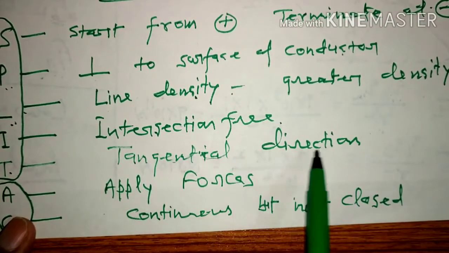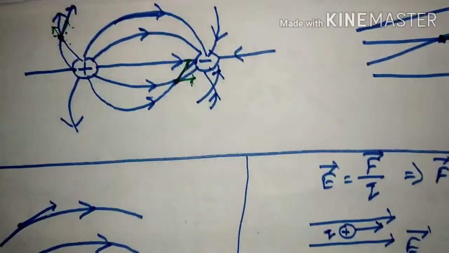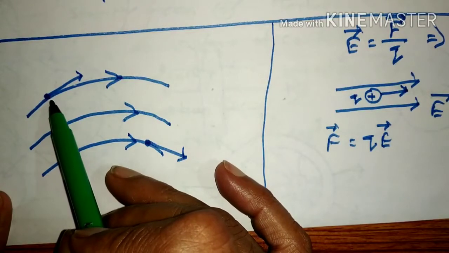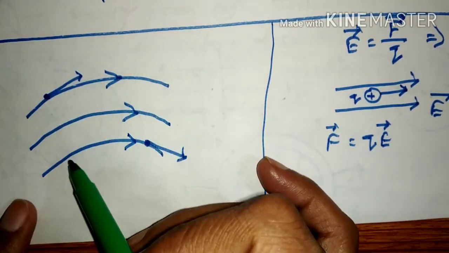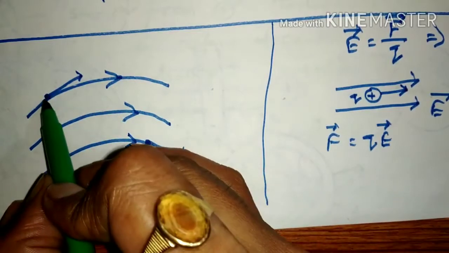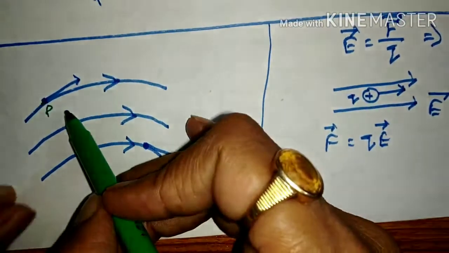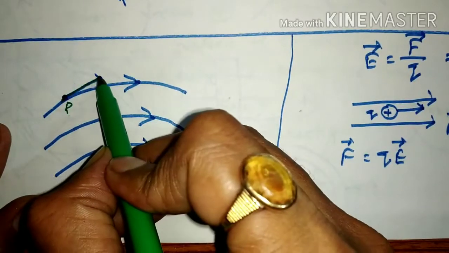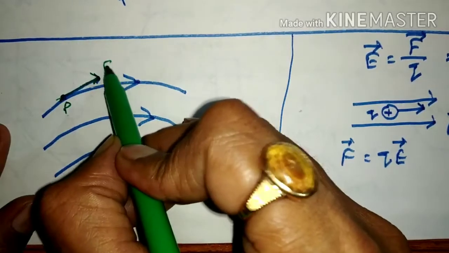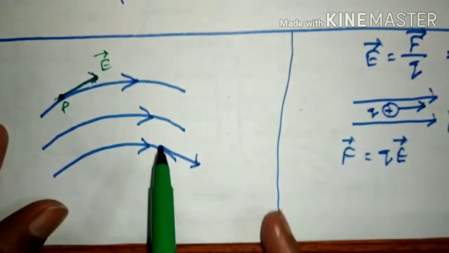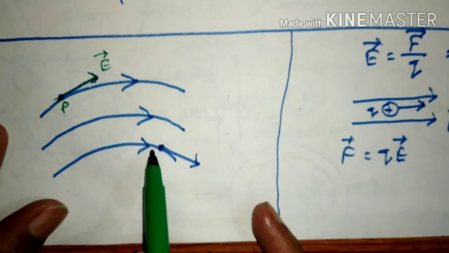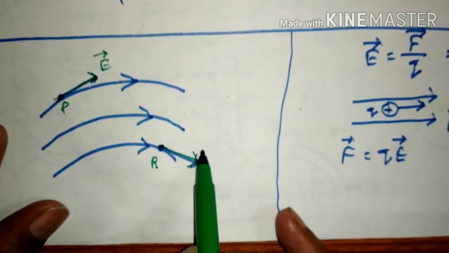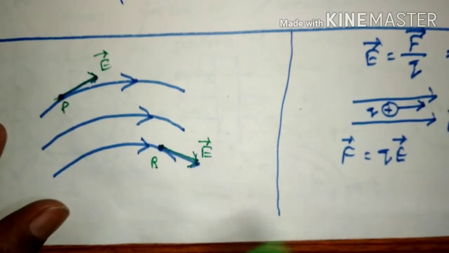Tangential direction. Suppose that this is the electric field due to some system of charges. This is the pattern of electric field. This is a point P. Here I want to know what is the direction of electric field. So I will draw a tangent at this place, and this tangent will show the direction of electric field. Similarly, if I want to know the direction of electric field at this point R, I will draw a tangent at this point, and this tangent will show the direction of electric field.